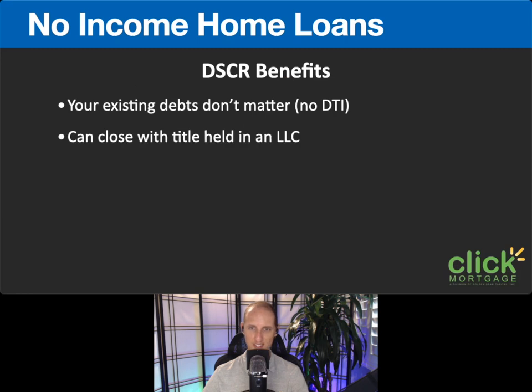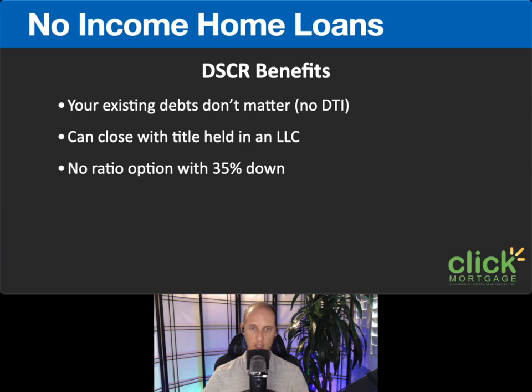Benefits: your existing debts don't matter. We don't calculate something called the debt to income ratio. You can close title in an LLC, normally with a primary residence or a property, primary or investment. Using conventional, FHA, or VA loans, you have to take title in your name or a trust in certain cases, but you can't take title as an LLC. This could matter if you're doing a 1031 exchange and you have to buy in the LLC, or just for whatever your reason is, you can take title in an LLC. It'll never hit your personal name. So that's a big benefit of the DSCR loan.